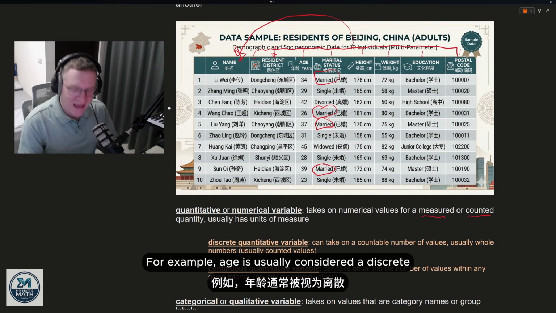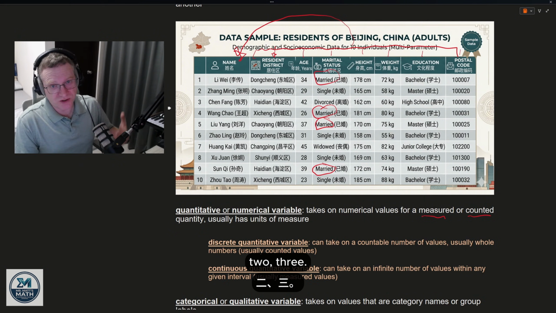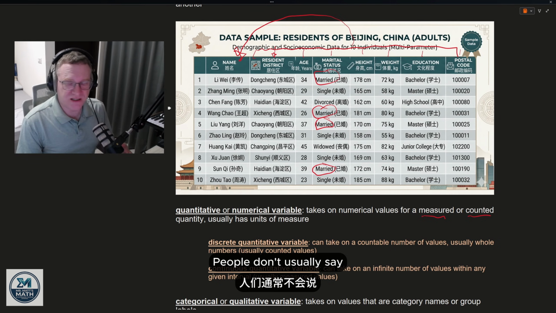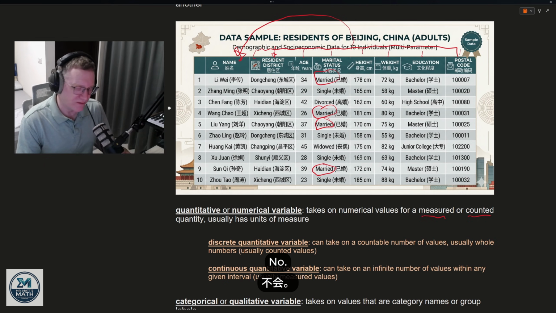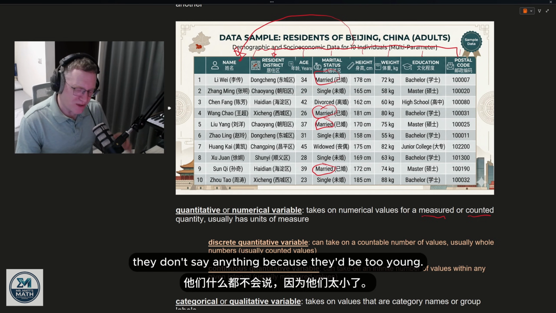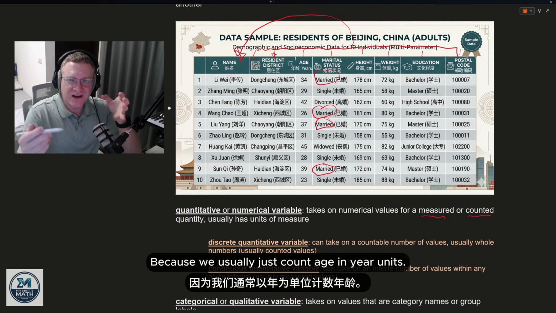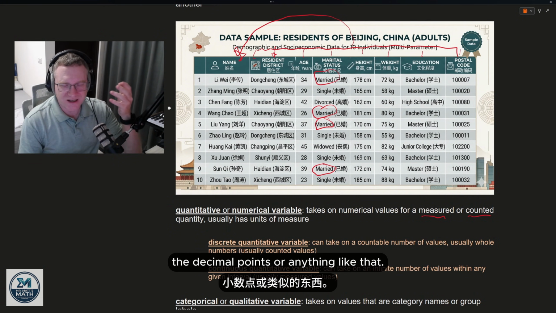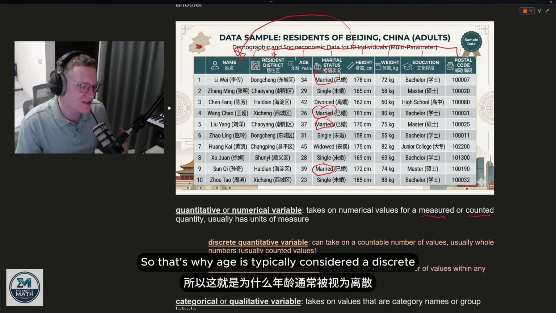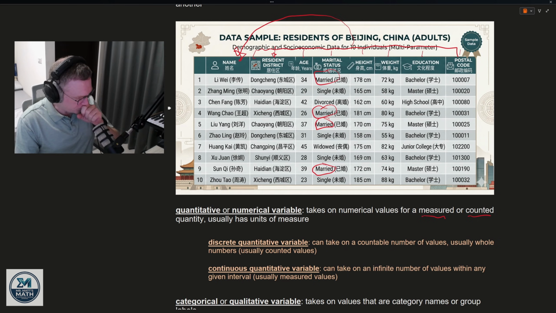For example, age is usually considered a discrete quantitative variable because you count how many years you've been alive. 1, 2, 3. People don't usually say, I've been alive for 3.82 years. All right? No. Well, they don't say anything because they'd be too young. But they don't say that because we usually just count age in year units. We don't count the decimal points or anything like that. So that's why age is typically considered a discrete quantitative variable. Okay.